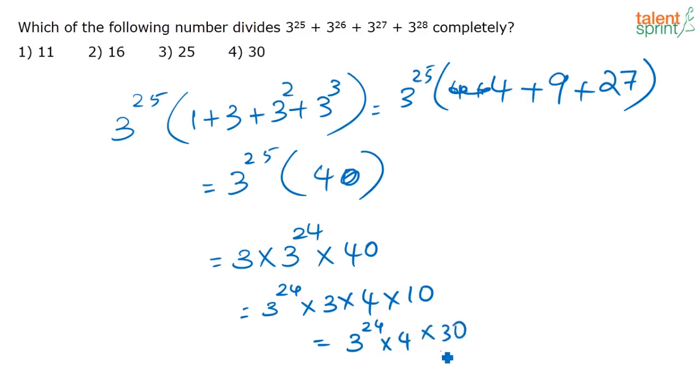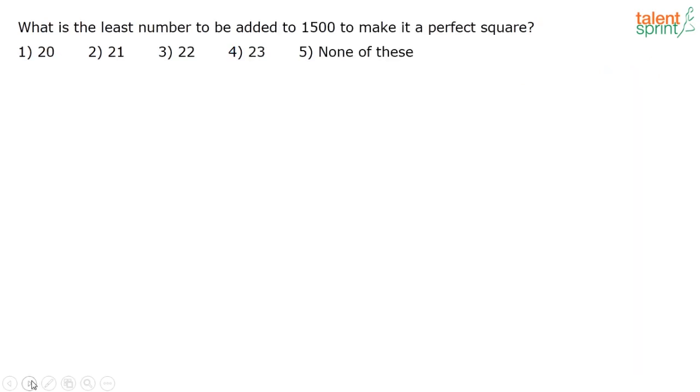Correct? So what is this whole thing divisible by? It is divisible by 30. So the answer for this question is option 4. When I divide this by 30, this 30 will get cancelled and I get a correct answer, right? It is completely divisible by 30. So we rearranged and got the answer. Now let's move on to the next question.